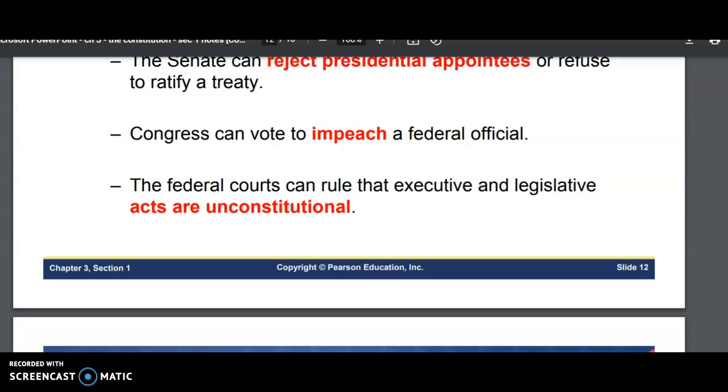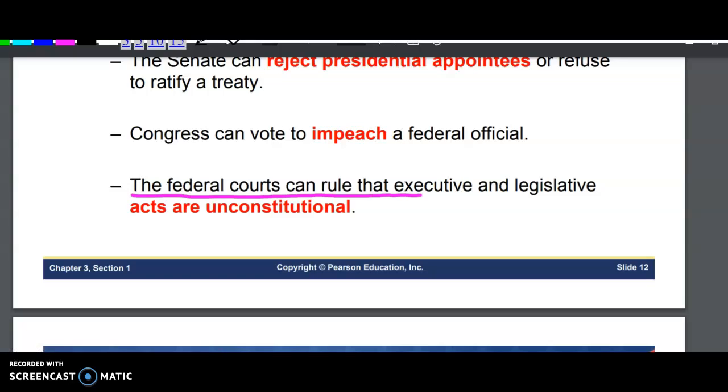Congress can vote to impeach a federal official. Knowing that they can be impeached is a check, meaning that's something they can do. The federal courts, this is the other one that we're going to write. We're not going to worry about the impeach one. The way the federal court or the judiciary branch has a check is that the federal courts can rule that the executive, which is the president, and legislative, which is Congress, acts are unconstitutional. So they can say this law that the president created is unconstitutional, or this law that Congress created is unconstitutional, and the judiciary branch can throw that out.